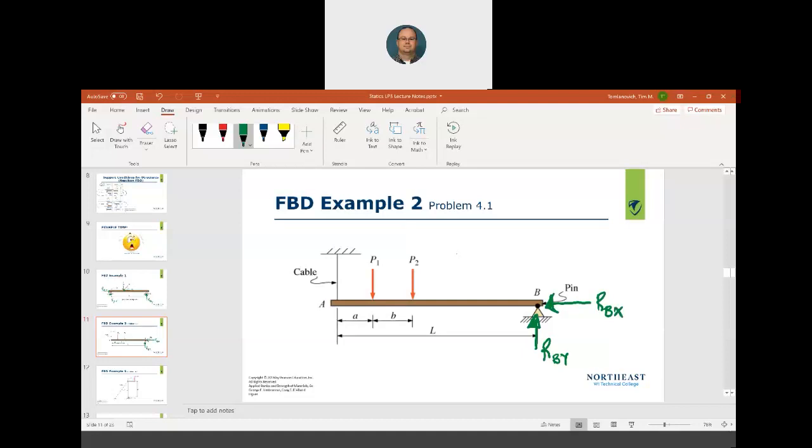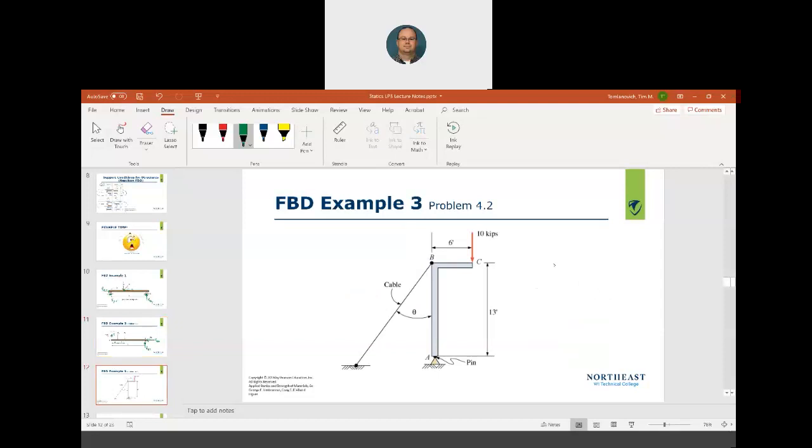Now I have a cable, because this pin is free to rotate. So if I cut this cable, this beam's just going to flop down. So to keep this beam straight, I know I have a cable force here. Okay, tension TC for cable. All right, so now sum of the forces in the X, sum of the forces in the Y, and do moments. I can solve for TC, the tension in the cable, RBY, and RBX. So that's how I create that free body diagram. Okay. All right, so that's problem 4.1.